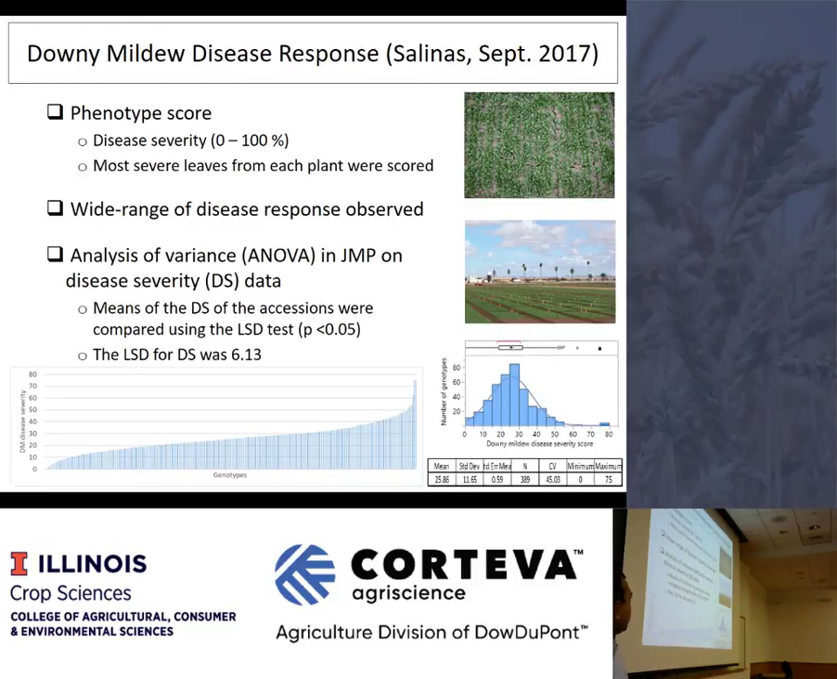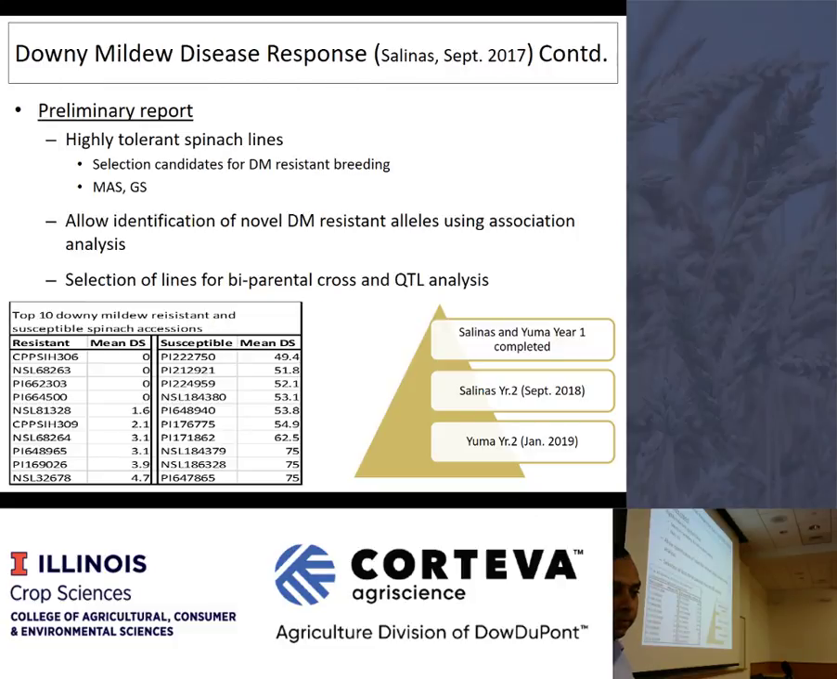We scored them for disease severity on a scale of 0 to 100%. We took the most severe leaf from each plant, and 15 to 20 plants were grown for each line, and we observed a wide range of disease response from Salinas in 2017. So I'll be presenting some preliminary data from Salinas. Next year, when we finish everything, we'll compile it all and present it.